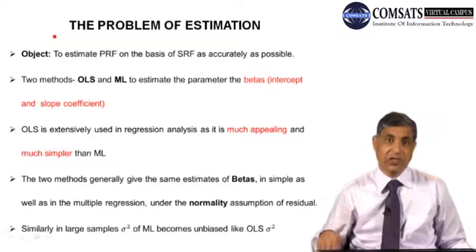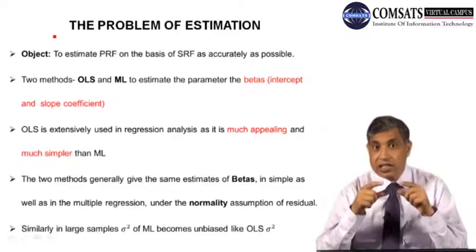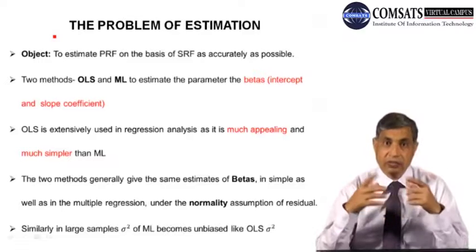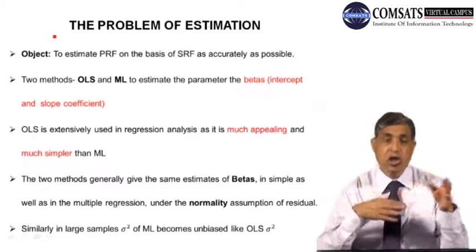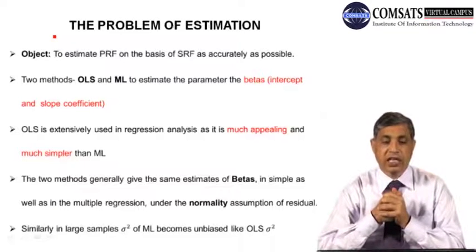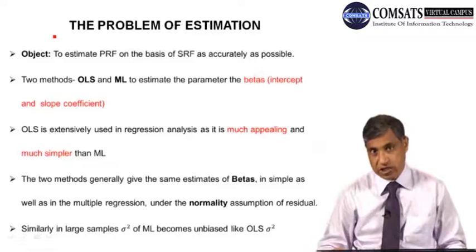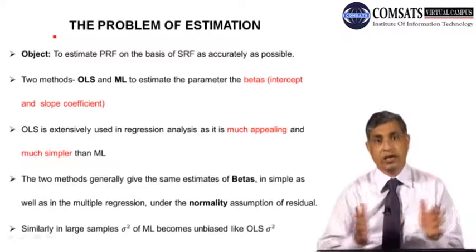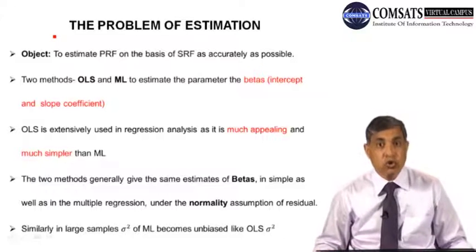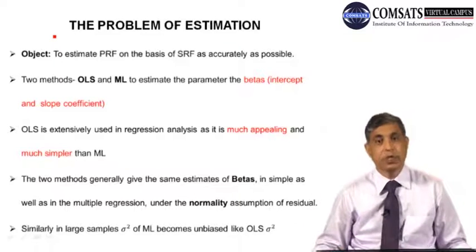Now we are going towards our true objective, that is the estimation of the parameters, beta 1 and beta 2. As you cannot estimate the parameters of the population, you will do it from the sample. Our objective is to estimate the population regression function on the basis of the sample regression function as accurately as possible. There are many samples, and people come up with different values of beta 1 and beta 2. We are interested only in those values that are very near to the true population parameter.